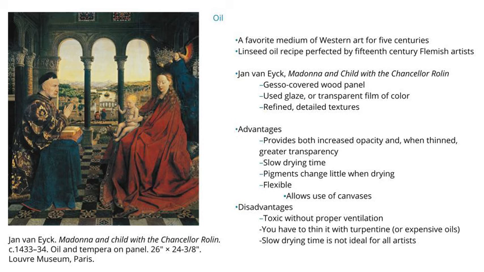And also, oil paint is rather flexible, so you can use canvases and roll them up and stuff, which is something that you're not able to do with most other types of paints. Now, some of the disadvantages of oil paint is that oil paint is toxic without proper ventilation.